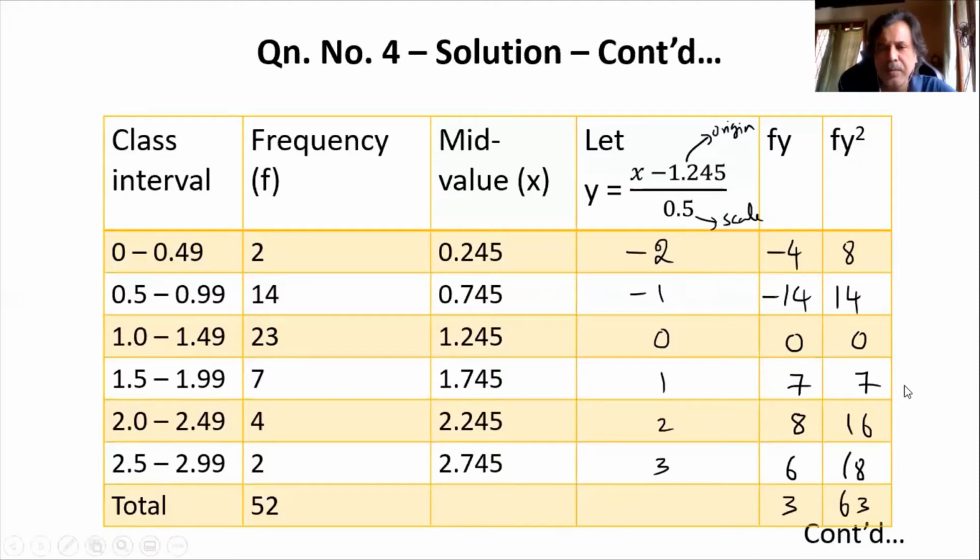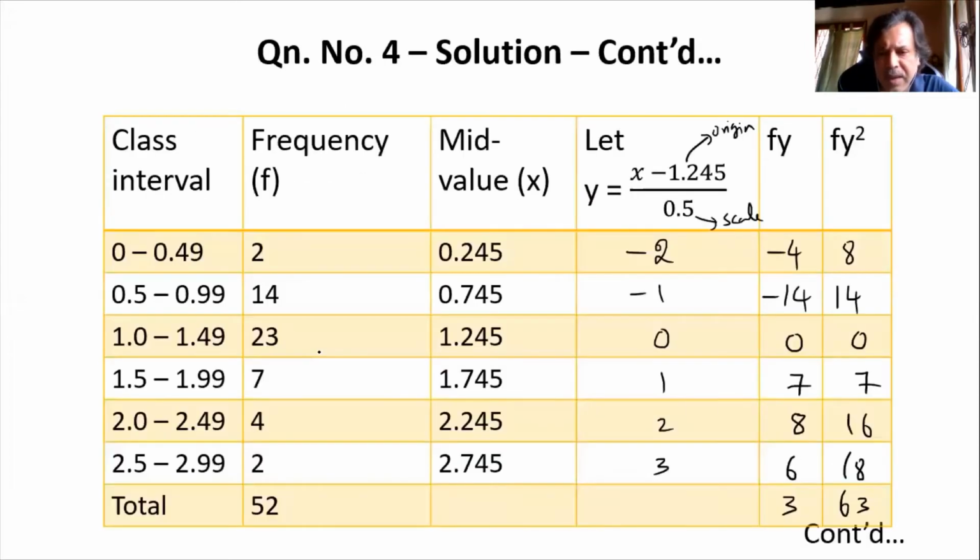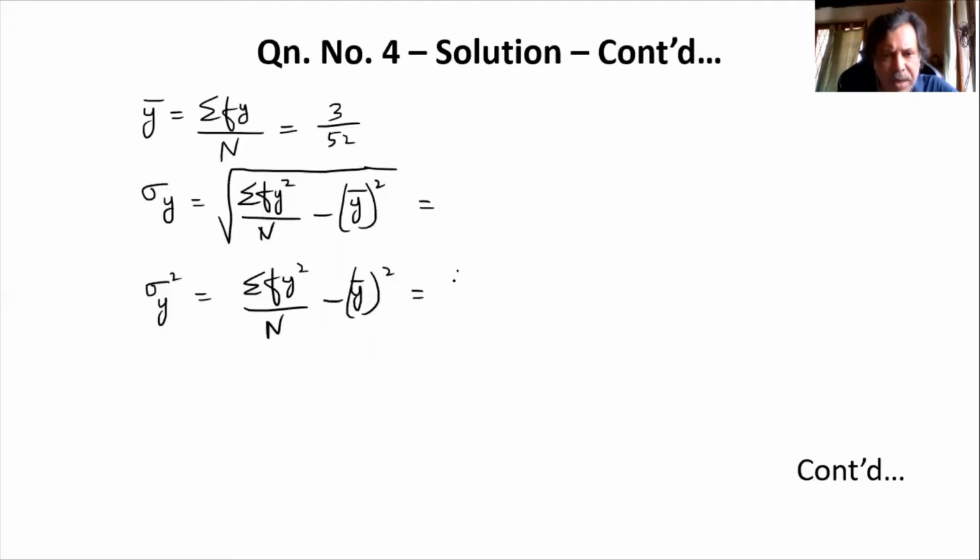Let us substitute the values. Sigma fy is 3, so here we have 3 divided by capital N, which we know is 52. Let's keep that value of y bar as it is. Now substitute fy square: sigma fy square is 63, divided by 52 minus y bar square. Y bar square is nothing but 3 by 52 the whole square. So if we calculate this, how much do we get? It is 63.